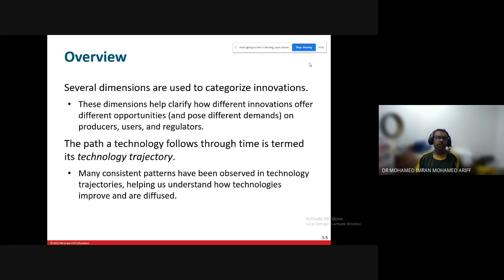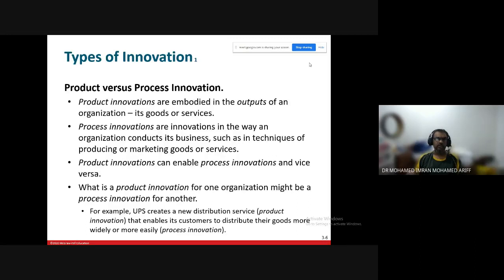Okay, so we look at several dimensions to help clarify how innovation offers different opportunities. So we are looking at technology and innovation in this case. Some innovation comes in terms of product, like a mobile app, so this is a tablet. Some comes in terms of process. Some comes in process, some comes in product.